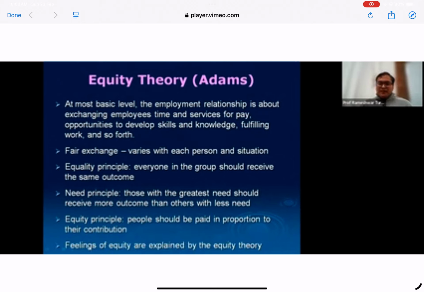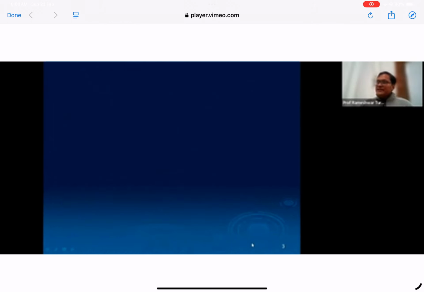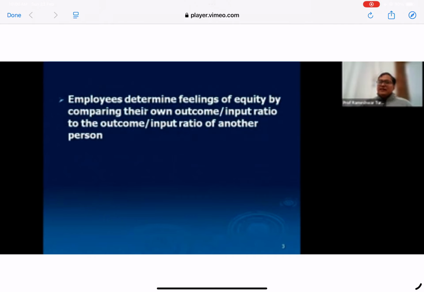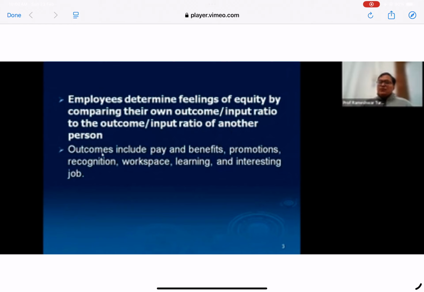So feelings of equity are explained by the equity theory. What the equity theory says is this. Employees determine feelings of equity by comparing their own outcome by input ratio to the outcome and input ratio of another person. So what are the outcomes that employees get? They get pay, benefits, promotions, recognition, workspace, learning while doing that job, an interesting job, status. All these are outcomes. That is what employees get from the organization for working.